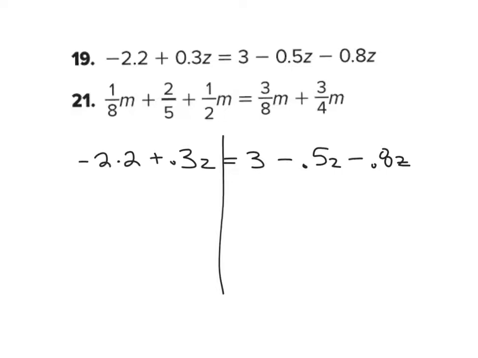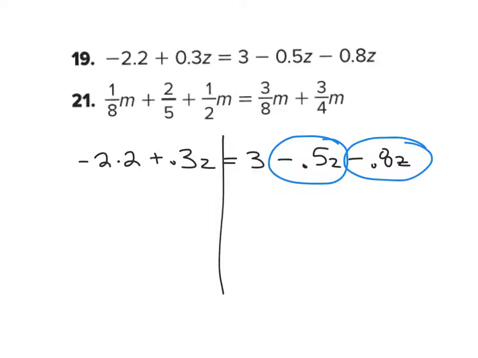So again, we can see we have variables on each side of the equal sign. So before we try to get our variables together, we want to combine like terms. On the left, I have negative 2.2 and a 0.3z. These are not like terms, so I cannot combine them. On the right side, I've got 3 minus 0.5z minus 0.8z, and I have two like terms, meaning I have two terms with the same variable. So I can add negative 0.5z plus negative 0.8z.